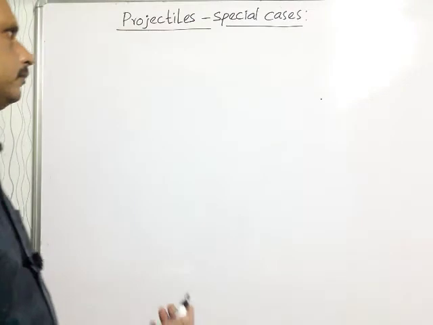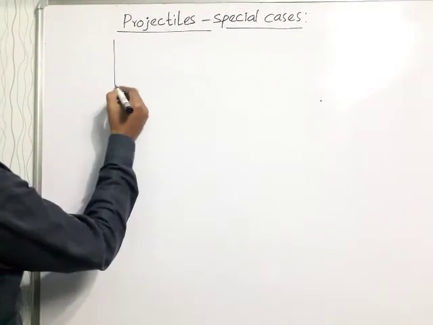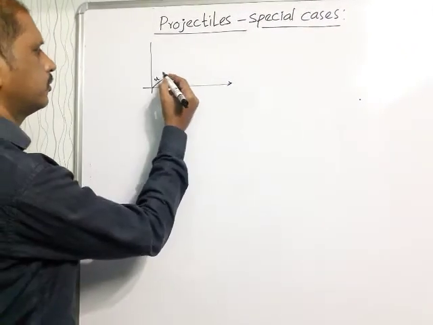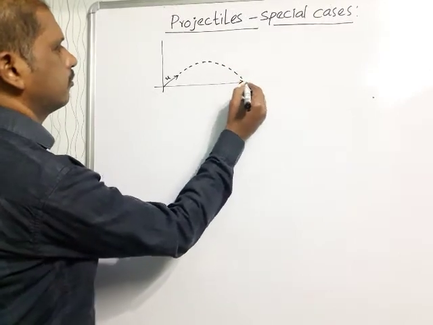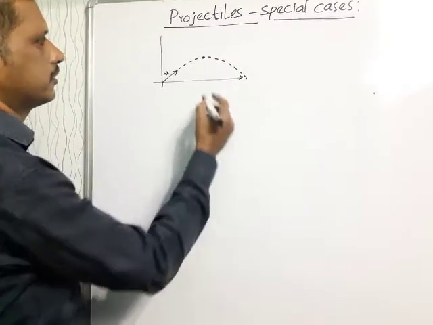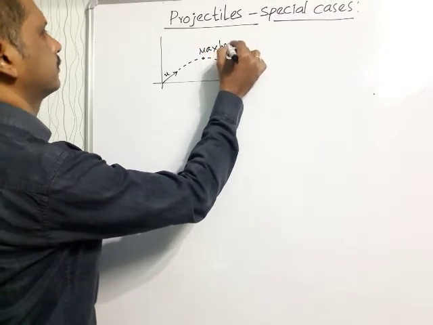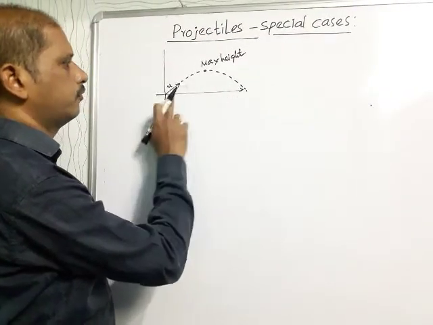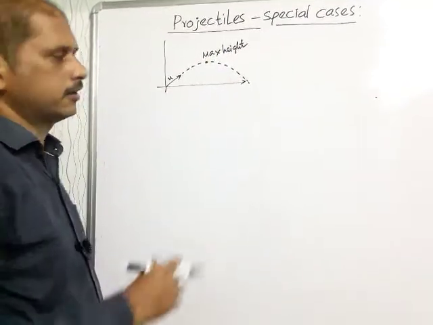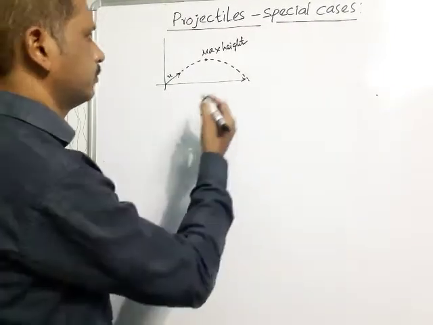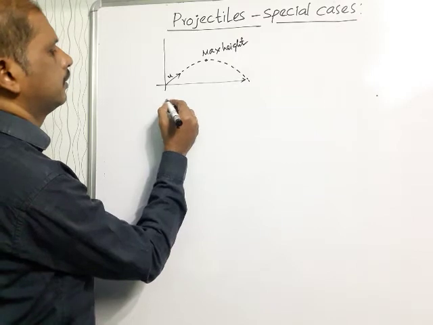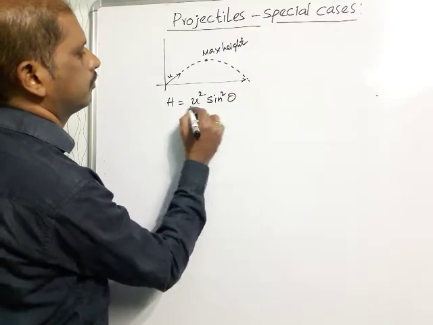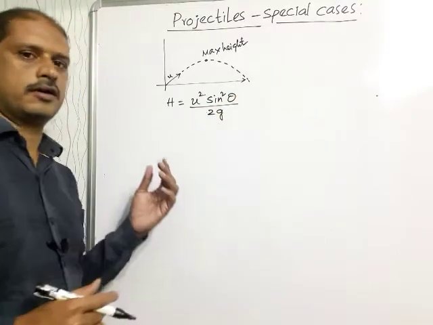So you see that if this is a projectile projected with a velocity u, then it reaches its maximum height and comes down to the ground. So this is the maximum height. To get the maximum height, we have to find out with what horizontal distance, what range, we have to project the projectile. We know that h is equal to u square sin square theta by 2g. So this is the maximum height.